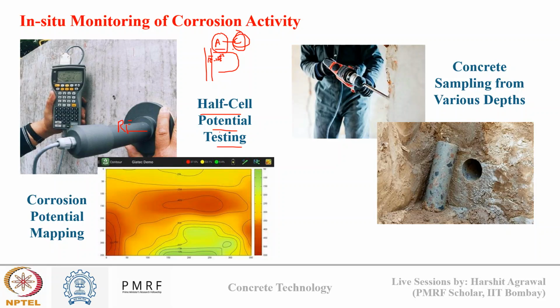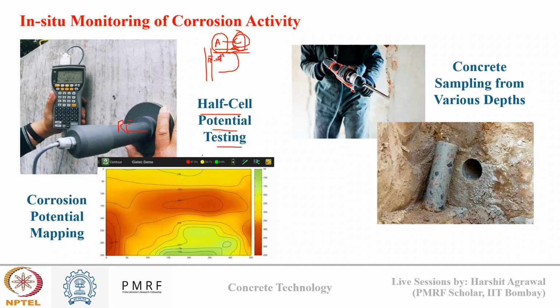Okay, so that will give us the corrosion potential. This reference electrode is a material whose potential we know. Knowing the potential of a reference electrode, we calculate the electrode potential for corrosion. So this is the basis of half cell potential testing.